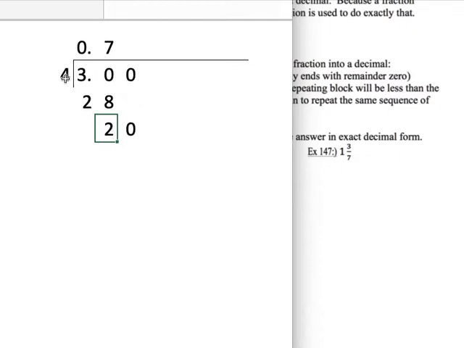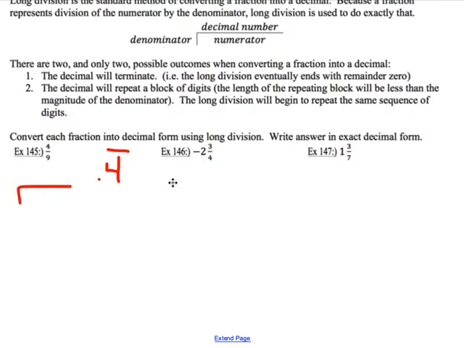Bring down the 0, 20. 4 goes into 20 5 times. And then 5 times 4 is 20. And when we subtract down, we do get remainder 0. Remainder 0 means that's it. It doesn't go any further than that. It is 0.75. So 0.75 is what 3/4 is. We had -2 3/4. So this is -2.75 as the answer. So of course you'd have your long division work here, and there's the answer.